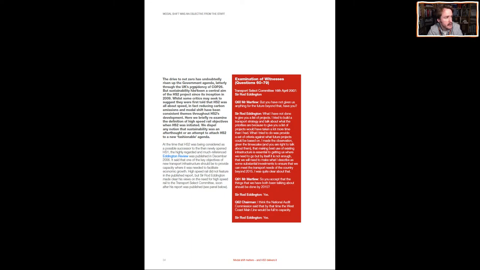The drive to net zero has undoubtedly risen up the government agenda latterly through the UK's presidency of COP26, but sustainability has been a central aim of the HS2 project since its inception. While some critics may seek to suggest that HS2 is all about speed, in fact, reducing carbon emissions and modal shift have been consistent themes throughout HS2's development. Re-examine the definition of high-speed rail objectives when HS2 was initiated.